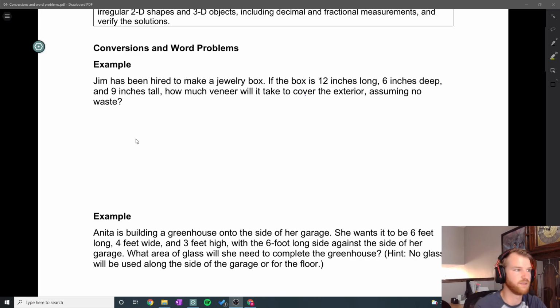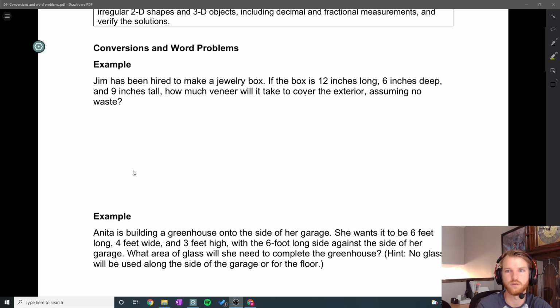It does not have to be a beautiful picture. It does not have to be a high effort picture, but it does have to be clear what it is you're drawing. So this question says, Jim has been hired to make a jewelry box. If the box is 12 inches long, 6 inches deep, and 9 inches tall, how much veneer does it take to cover the exterior, assuming no waste? So he's making a box, and these are the three measurements that we need to know.